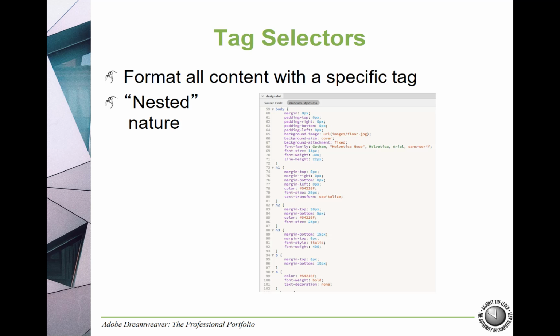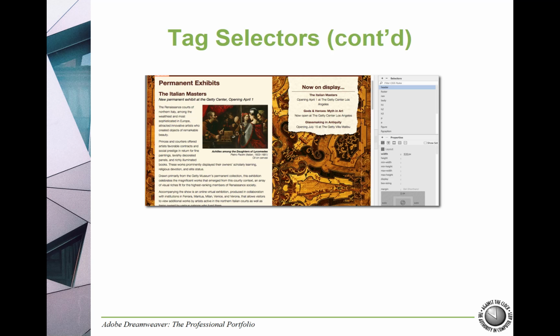Here are tag selectors. In here, you can see the body, the H1 and H2. All these things in here affect, for the body, the margin and the padding. So by default, unless it's changed with another tag, it's going to be applied to every element in the body, as well as the H1 and H2 tags, as you can see.